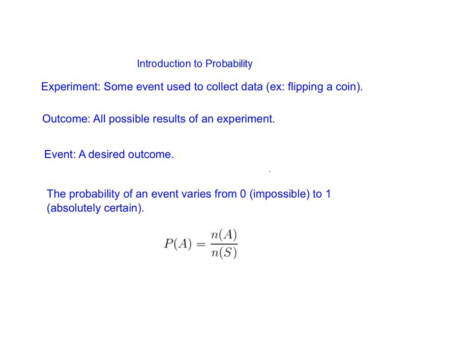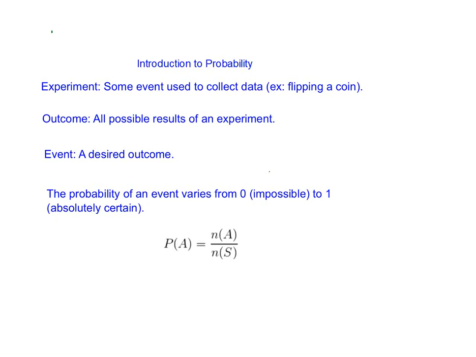This video is an introduction to probability. Before we get started, we should define a few terms. So the first of which is experiment. When we talk about probability, we often talk about some kind of experiment that's happening. As an example, an experiment might be the flipping of a coin. So that would be the experiment.